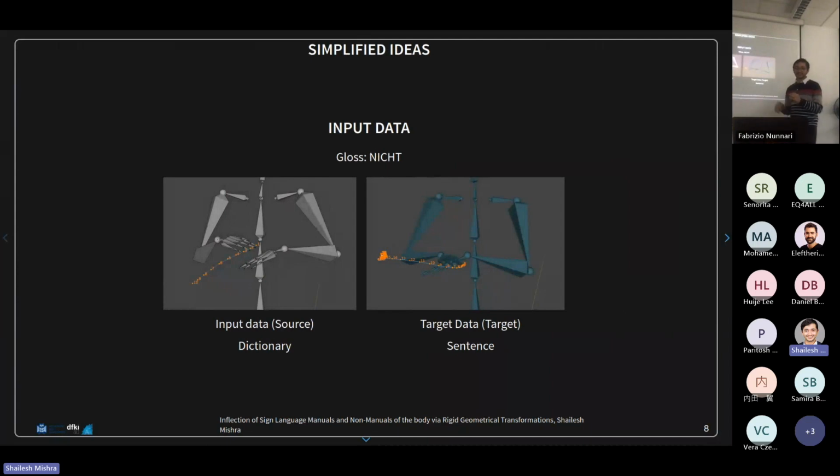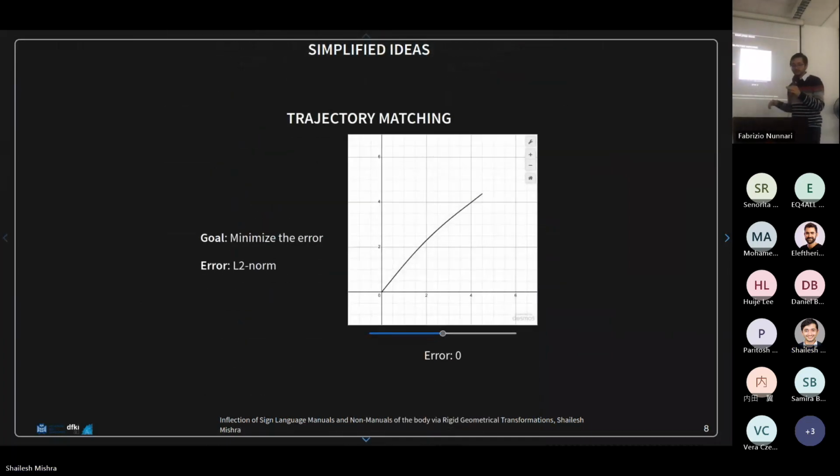Okay. Next, input data, right? What happens here is we have a motion capture and we want to find the parameters that allow the inflections, right? And you can see the data in the dictionary or in the citation form is different from the one in the sentence. So we have to compute this difference, right? And how are we going to do that? We want to do something like distance minimization. So we want to minimize the distance between two trajectories.